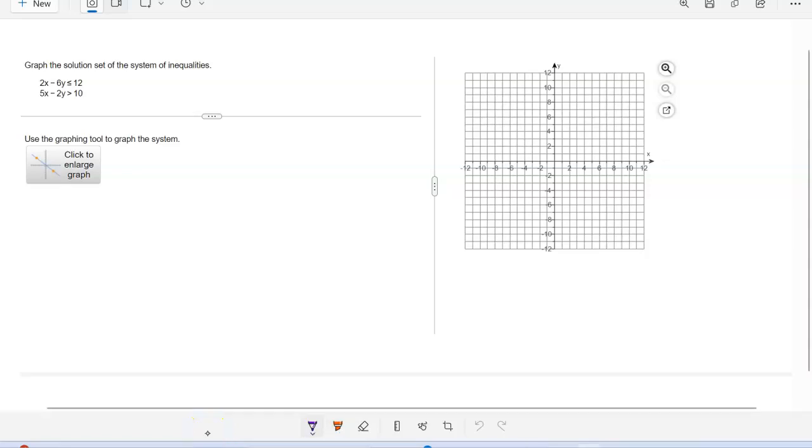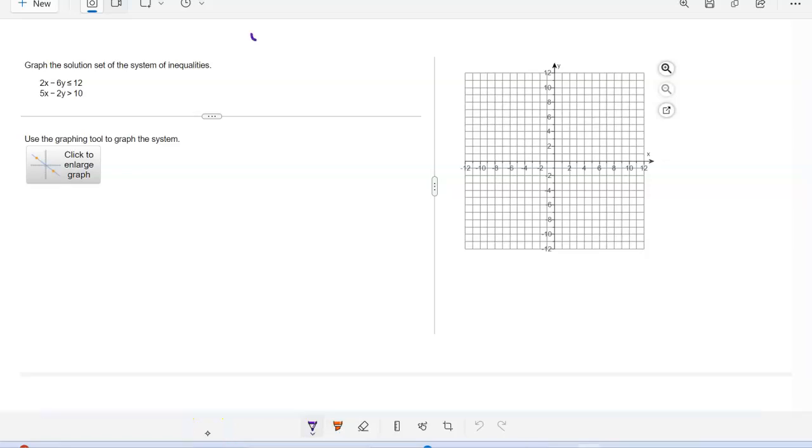Okay, so I'm going to draw this out first, and then I will go back to my labs and actually show you how to enter it. But we want these in slope-intercept form, which is y equals mx plus b. Now, I know these are inequalities, but this is the form we want to use. We'll just have an inequality here.